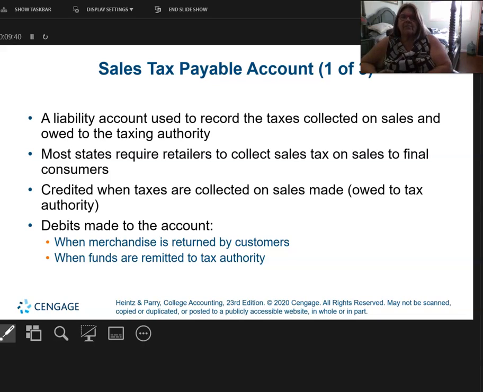Now, sales tax payable is when customers have to pay taxes. So if I'm selling to my end user, they have to pay sales tax, which I have to collect. And then when I collect it, it's going to go into a sales tax payable account. And finally, every so often, I'm going to have to turn around. So I credit the account when I collect the sales. And then when I pay to the IRS or to the government, I'm going to debit the account, or if product is returned.